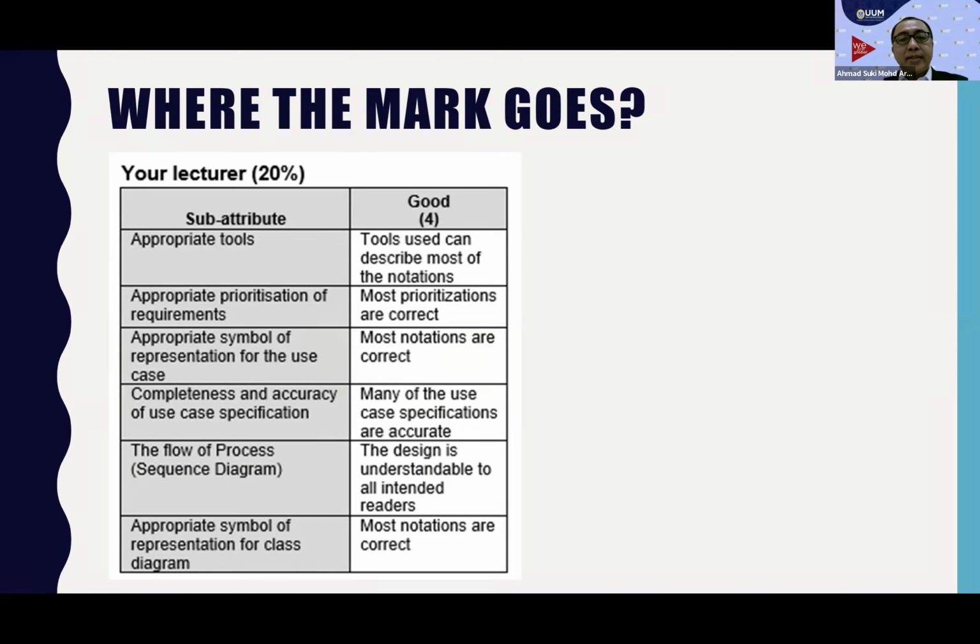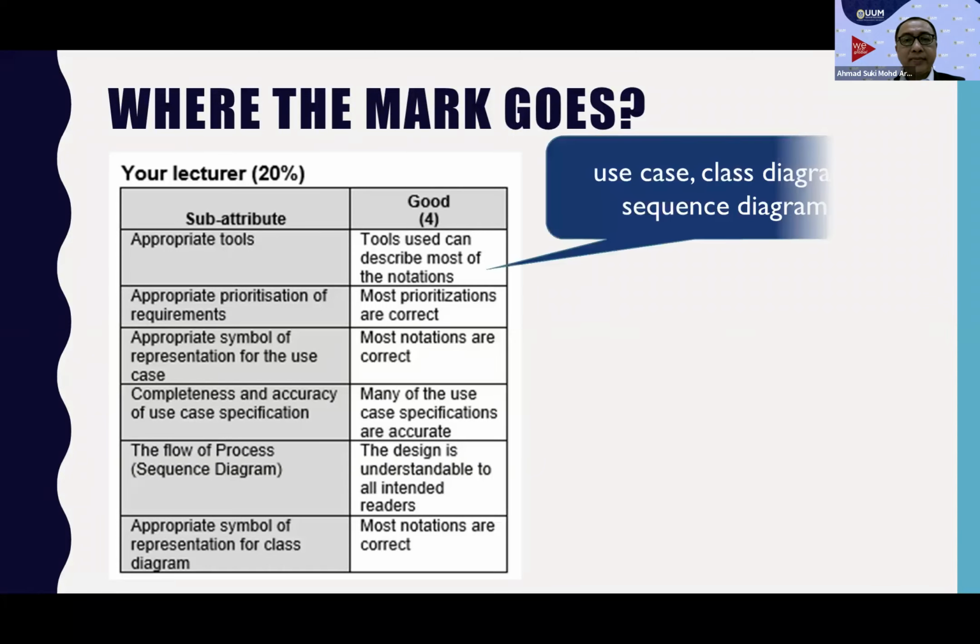And some of the items are a bit redundant. For example, item 3 and item 4. Item 3 is about appropriate symbol of your use case, and item 4 is the completeness of that one. So with that, you will get your 20% mark. So it's very big mark for me. So you really need to give attention to these things.